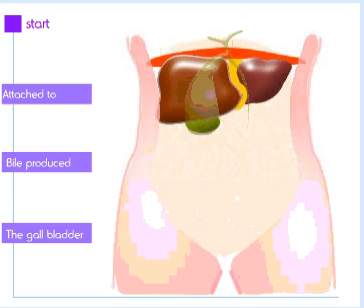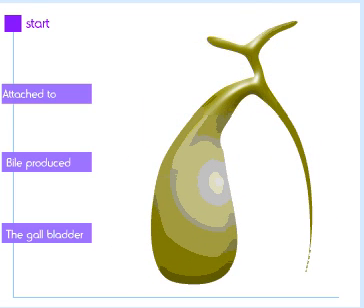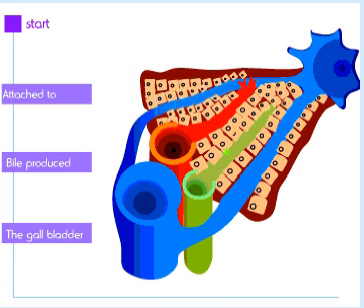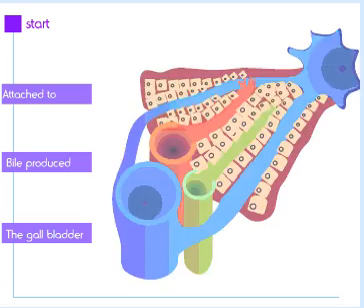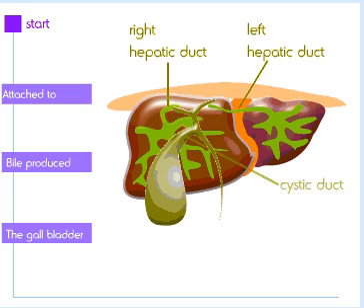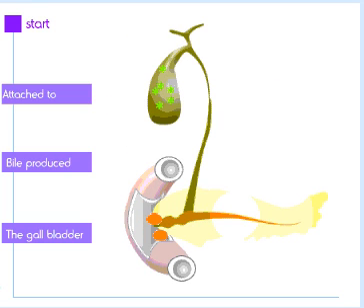Attached to the right lobe of the liver by connective tissue is the gallbladder. Shaped like a pear, it is 7 to 10 centimeters long. Bile produced by the hepatic cells drains out of the lobules via the bile ducts. These unite to form the left and right hepatic ducts, which join the cystic duct, transporting bile to and from the gallbladder. The gallbladder concentrates and then stores the bile until it is required to assist in the digestion of fats.